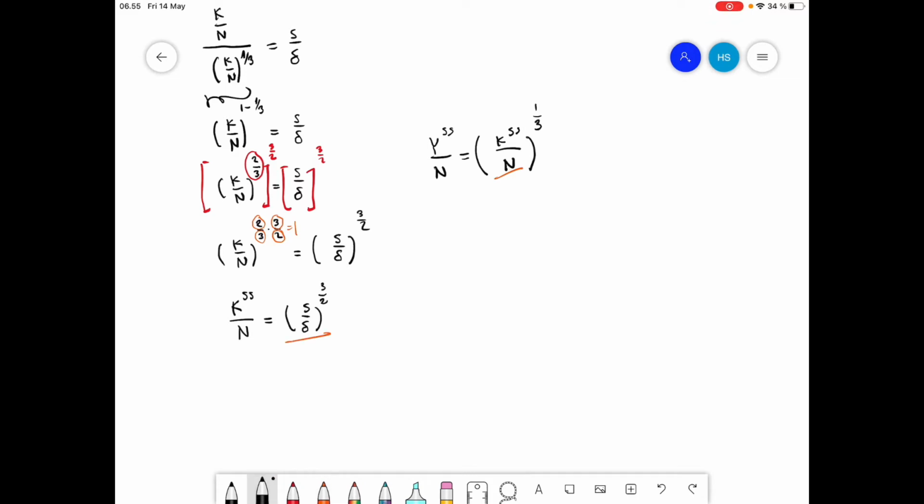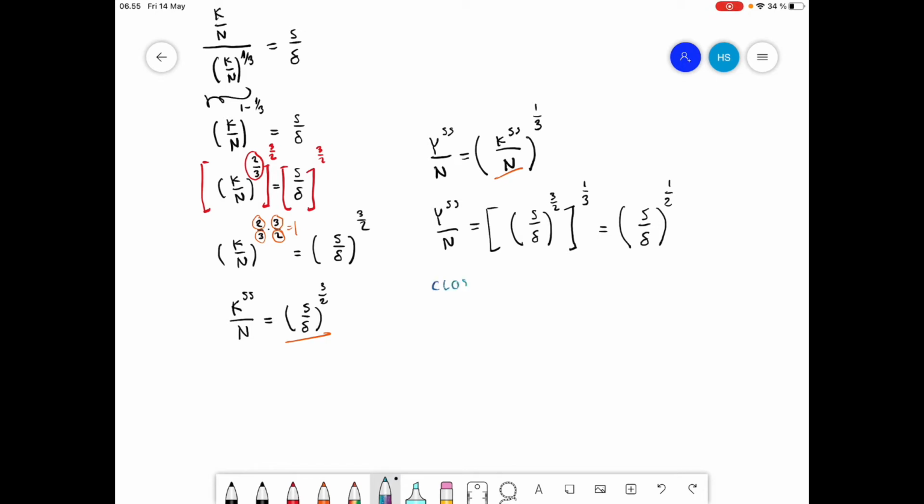That is what we just got right here. And then we get that the output in steady state in per worker terms is equal to the saving rate over delta to the power of 1/2, everything raised to 1/3. This we can simplify, so the output in steady state in per worker terms is equal to the saving rate over delta to the power of 1/2.